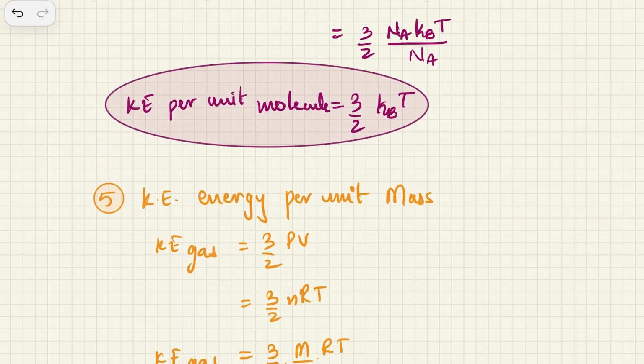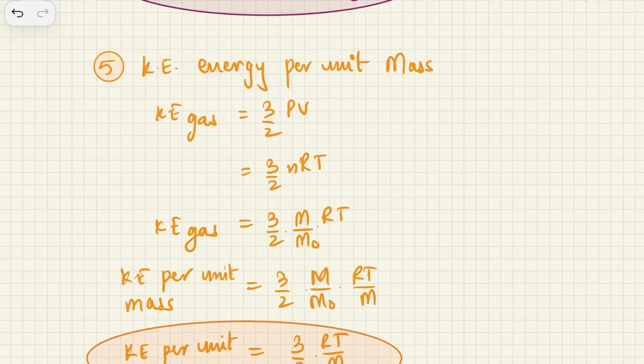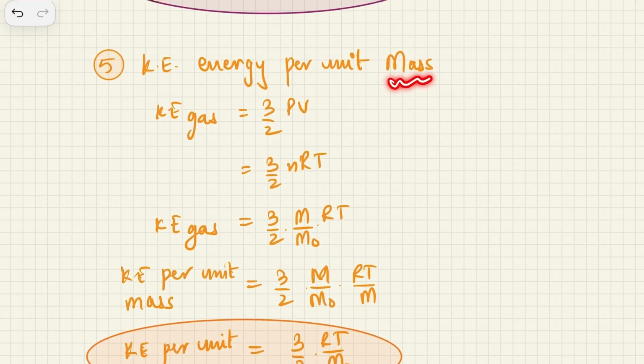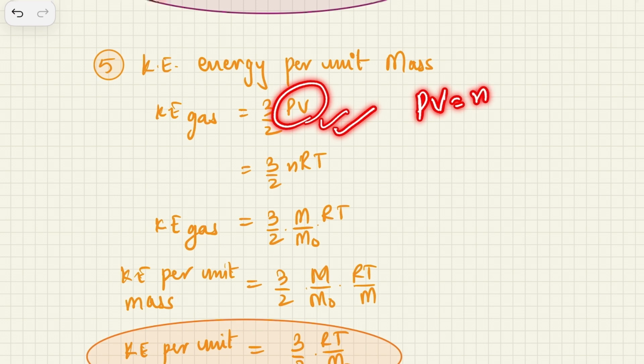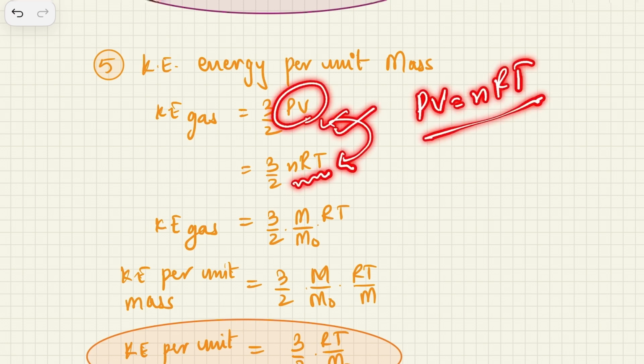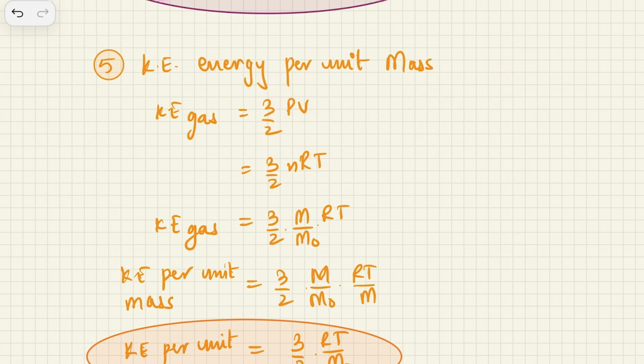Okay, anyway, last and the final, the fifth type of kinetic energy is kinetic energy per unit mass. In the first part, we have seen that kinetic energy of a gas is 3 by 2 PV. From the ideal gas equation, PV is equal to nRT. So wherever there is a PV, I have put an nRT.